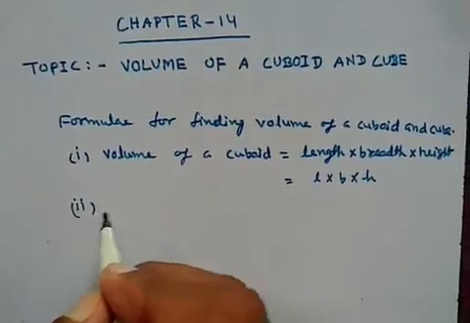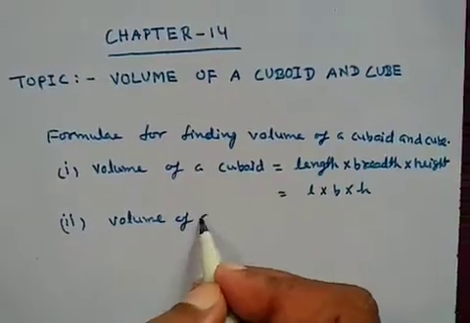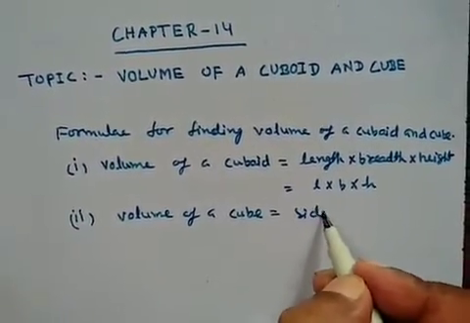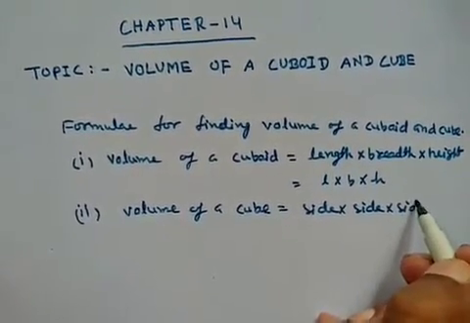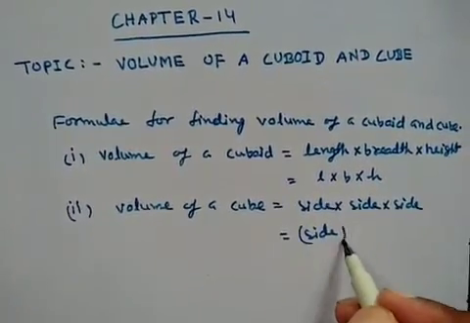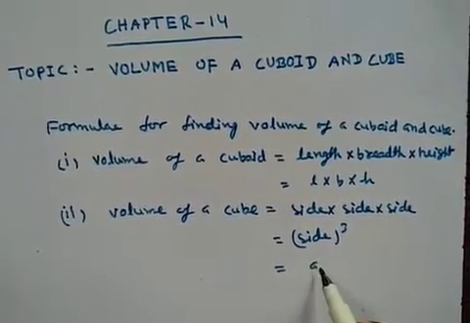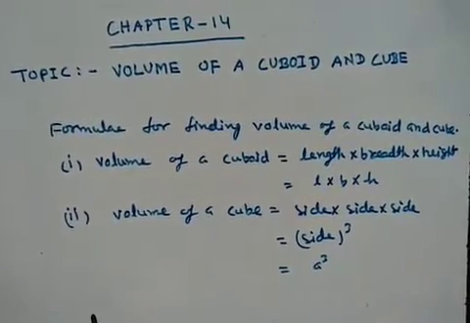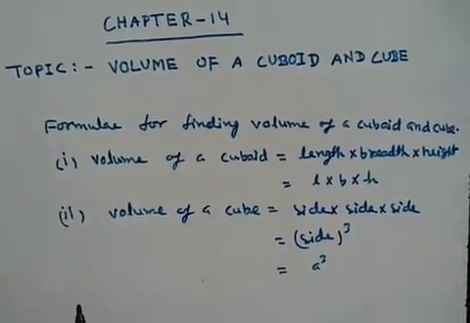Number 2: volume of a cube equals side into side into side, equal to side cube, also represented as a cube. Now we will clarify the formulae with some examples.